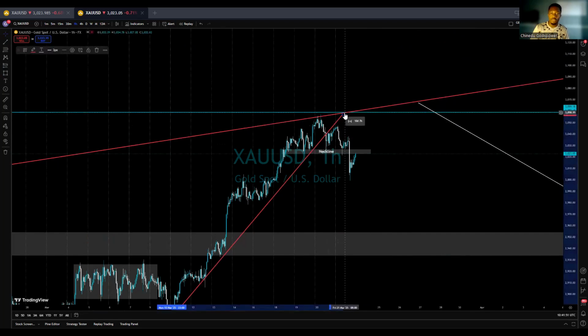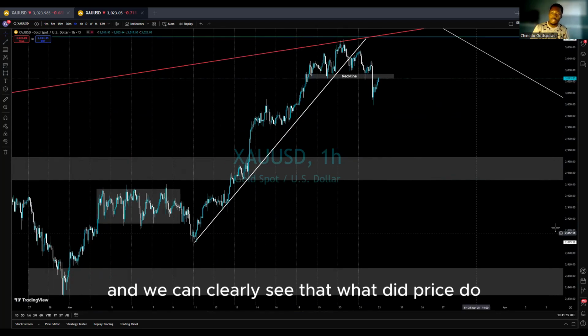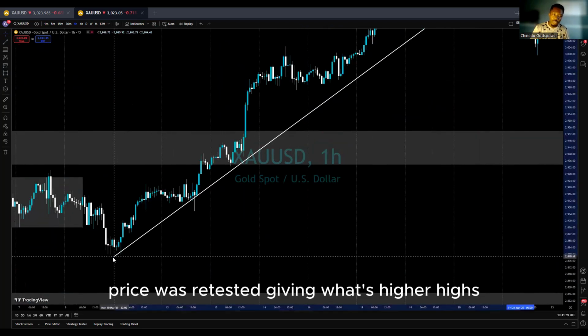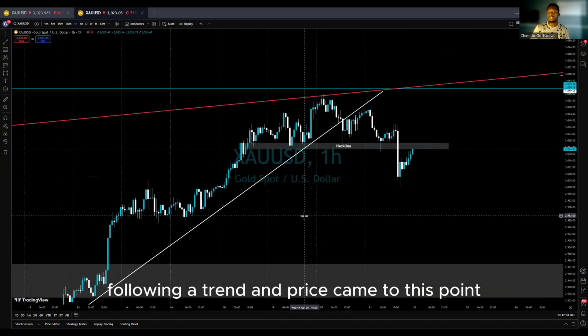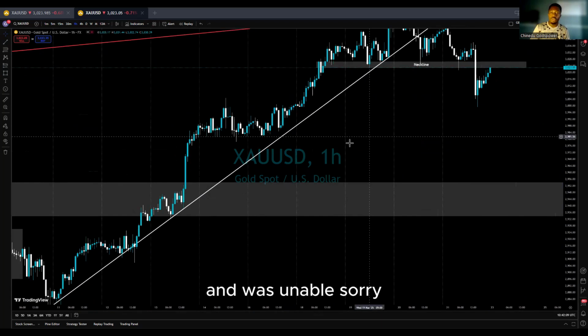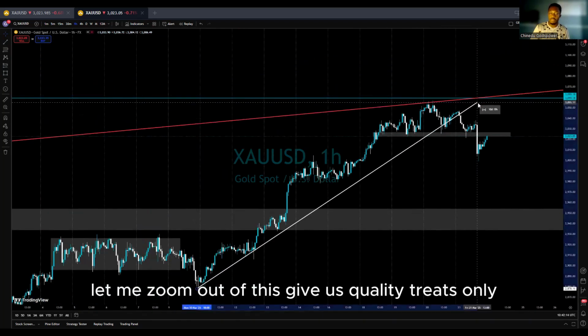Okay, now I'm going to change this to white. And we can clearly see what the price did. Price retested, giving higher highs, higher lows, higher highs, higher lows, holding a trend. And price came to this point and was unable. Sorry, let me zoom out of this and give us quality trades only.